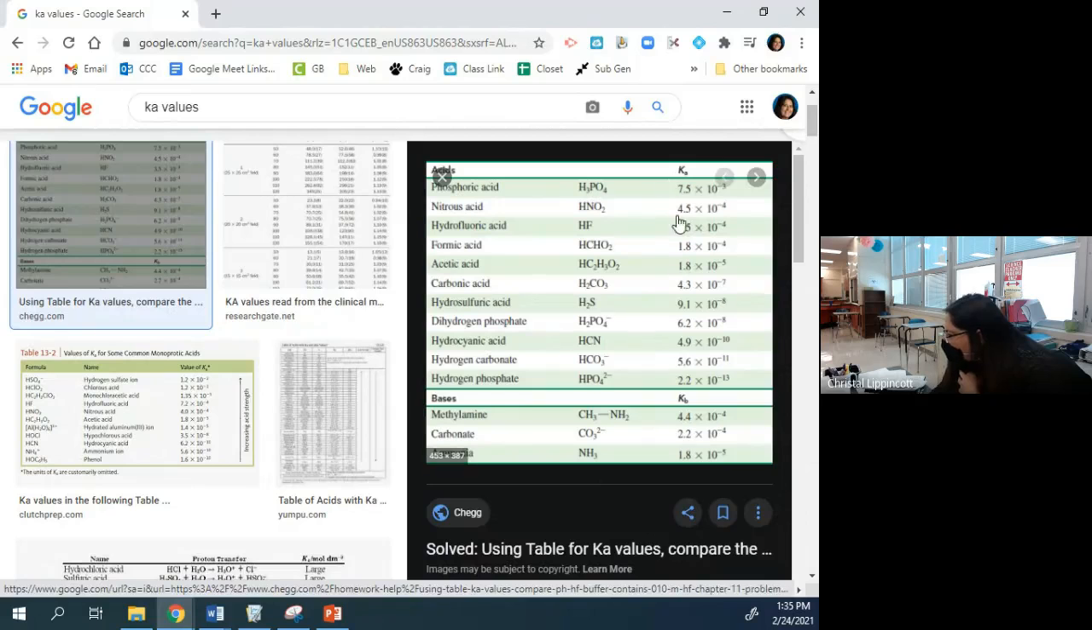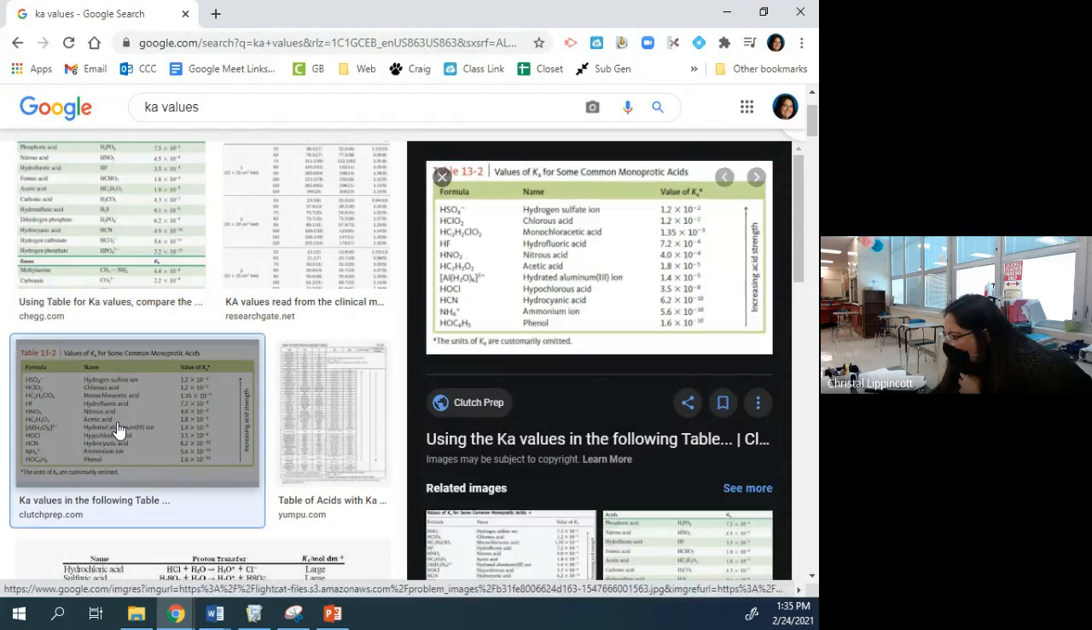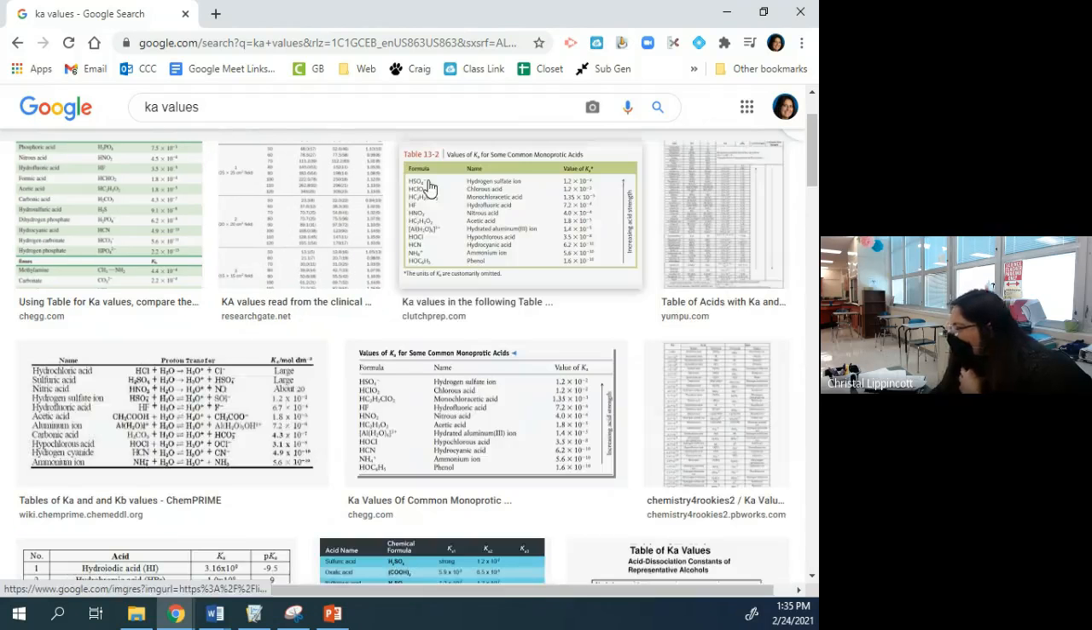Yeah, so even, well, I guess they did give you Kb values down here for this chart. They were nice. But here, they give you Ka values for these. See, there's ammonium here. That's times 10 to the negative 10. So these would all end up forming bases. Anyway.